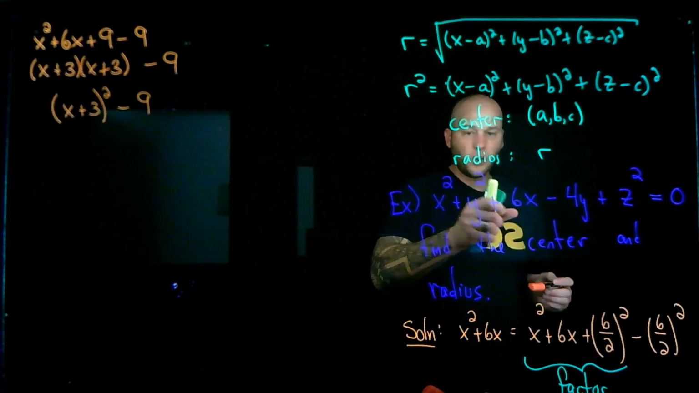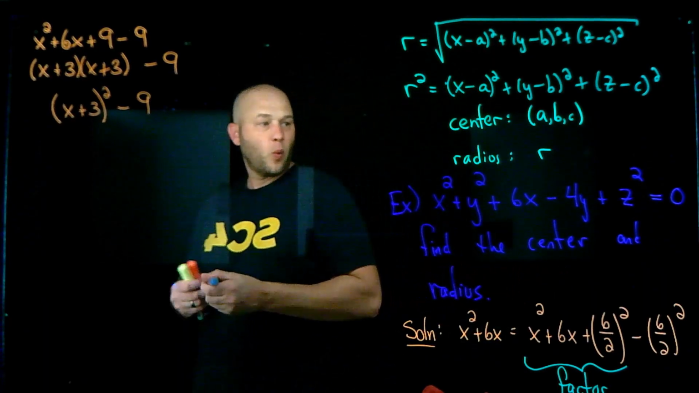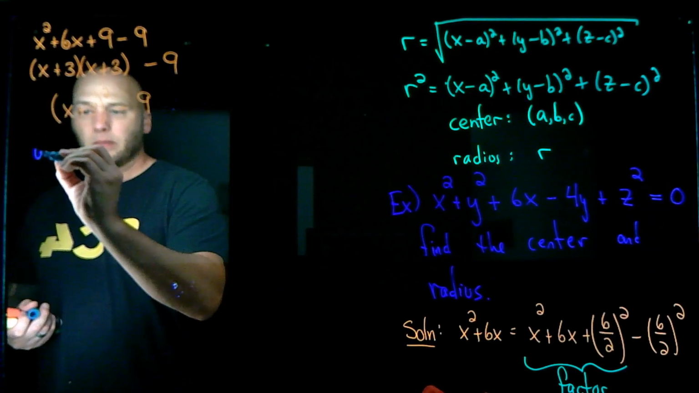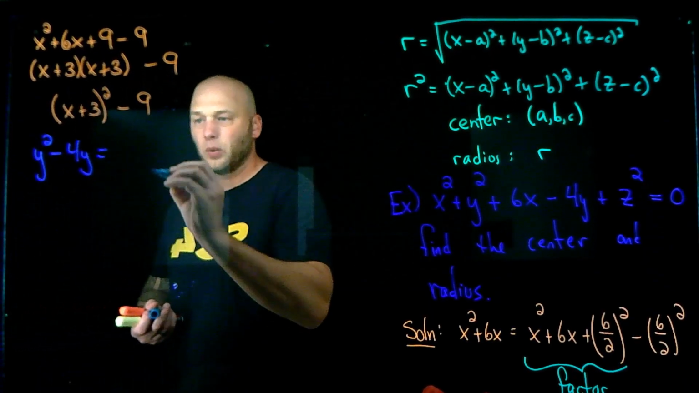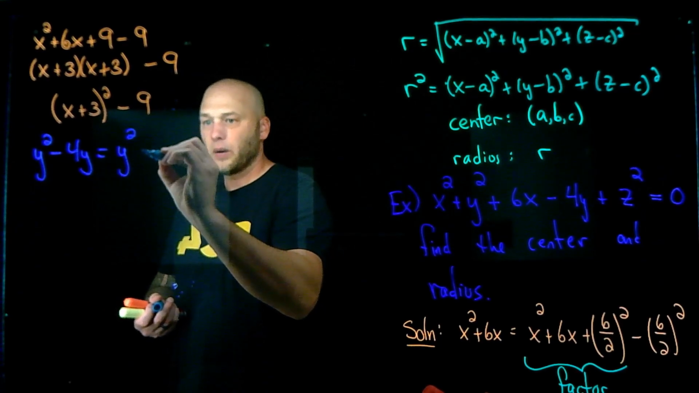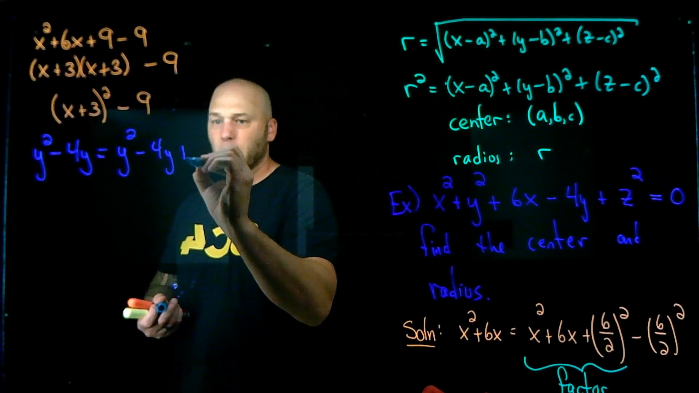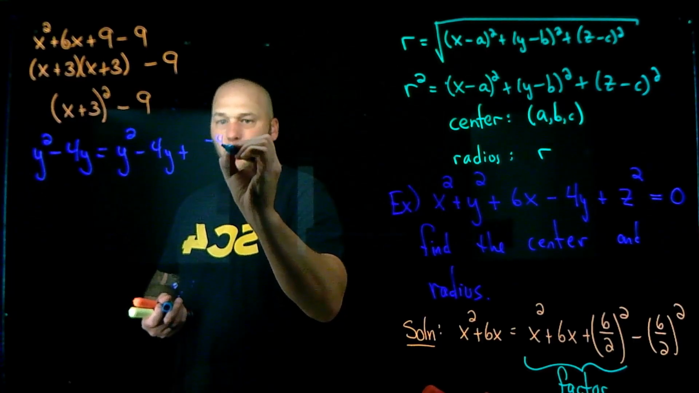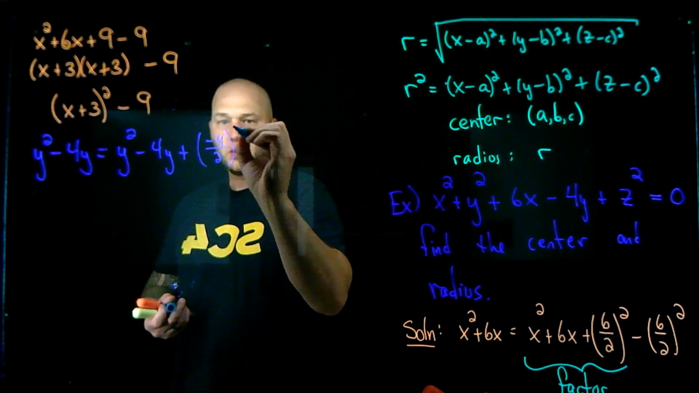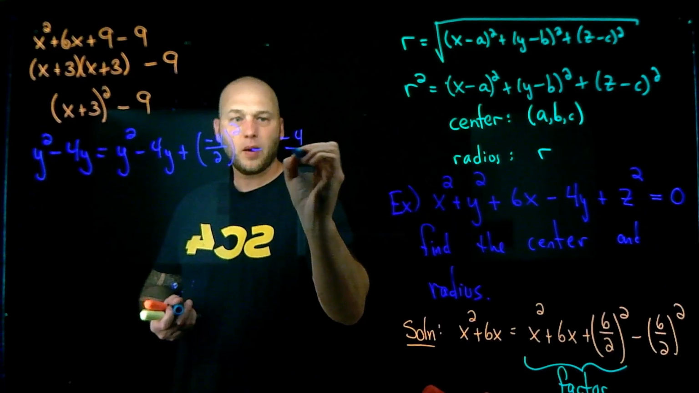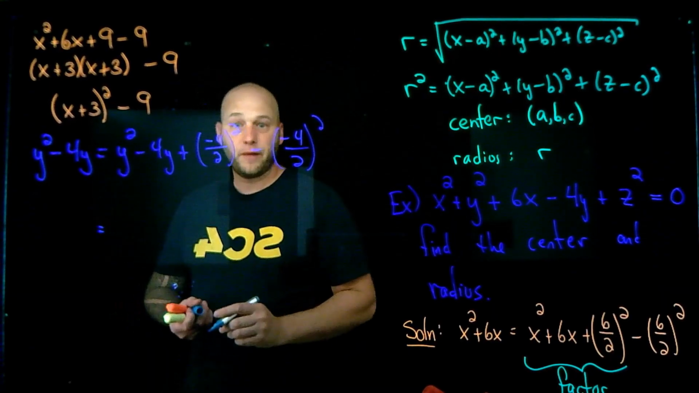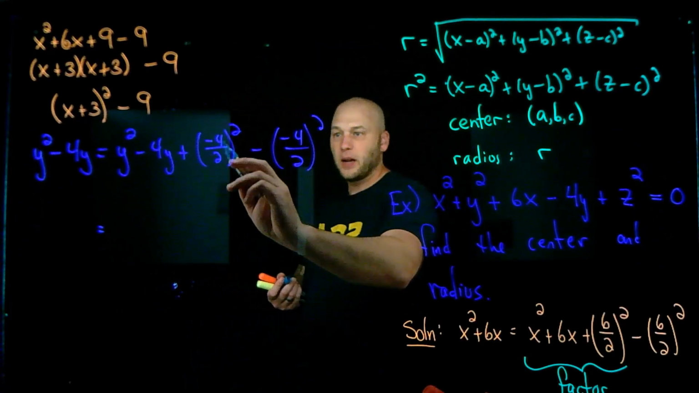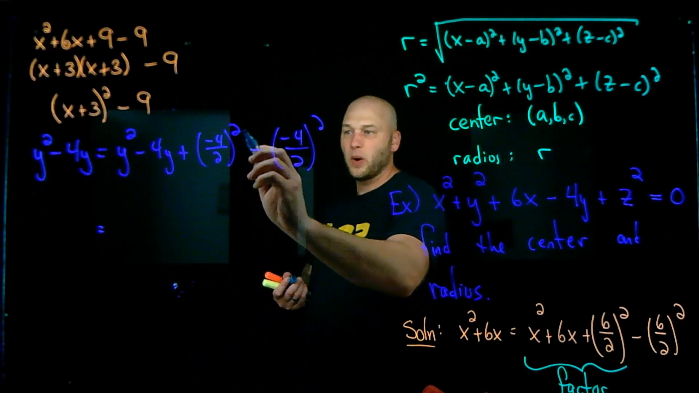Let's do the same thing with the y terms. So y squared minus 4y is equal to, right, so y squared minus 4y. I'm going to add negative 4 over 2 squared minus the same thing. And then we'll go ahead and factor the first 3 terms. Negative 4 over 2 is negative 2, squared is 4.